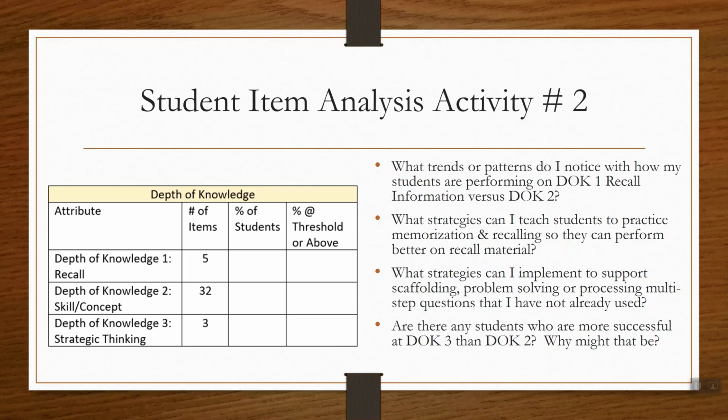If the DOK1 percentage is high and the DOK2 percentage is low, and we know that the FSA is going to be highly representative of DOK2, then we can have those conversations. I really like question number 2. What strategies can I teach the students to practice memorization and recalling? We have to teach them some of those strategies in order for them to get better at those pieces.